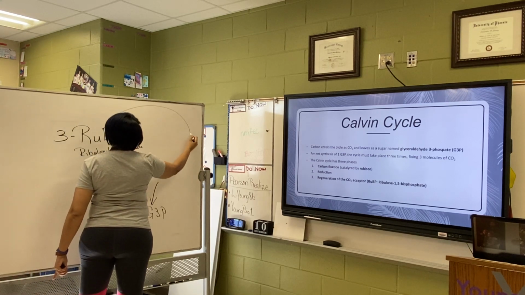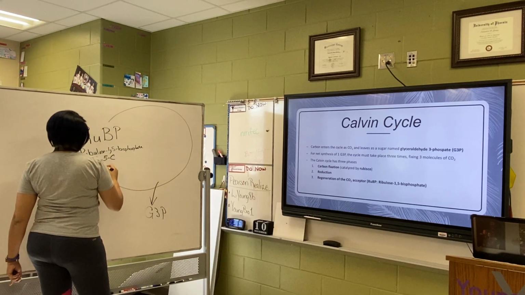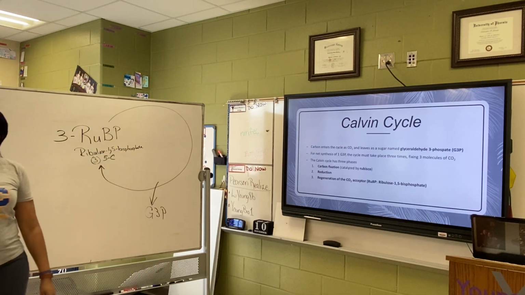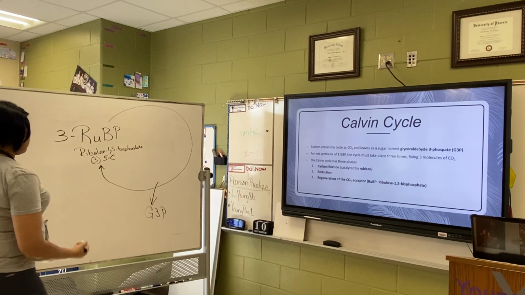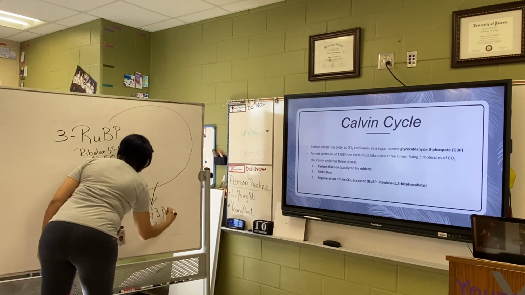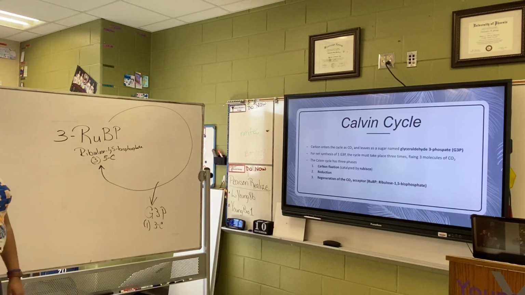So we want to start with this thing, we want to end with this thing, and then we want to get one of those sugars out in the process, okay? Remember, this is a 3-carbon sugar, so we're going to get 1 3-carbon sugar out of this.